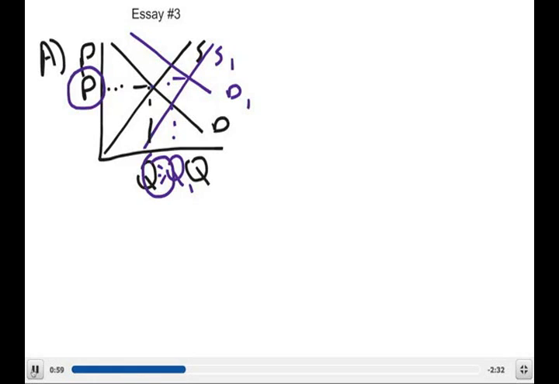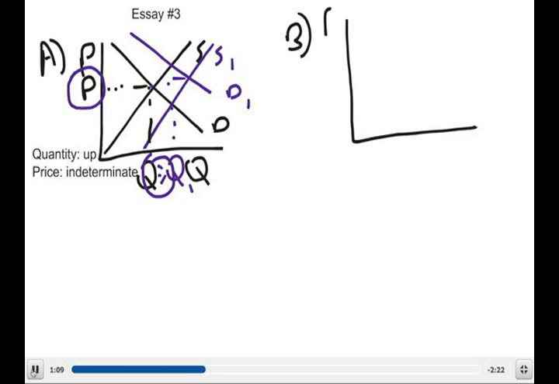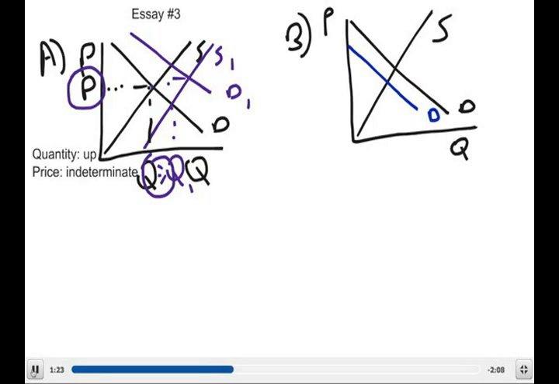Letter B then, we'll graph that one. And we'll do price and quantity. And our supply curve and demand curve. And in this case it says a decrease in demand. So that would be a demand curve shift to the left. We'll label that D1. And decrease in supply. So that would be a shift to the left for supply.